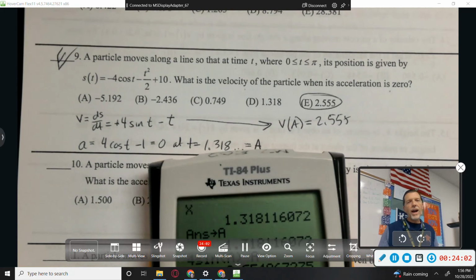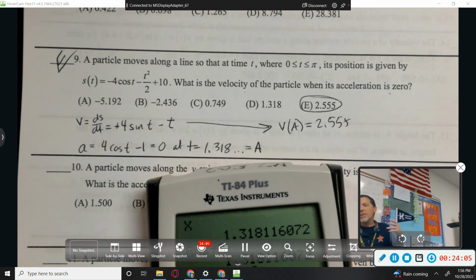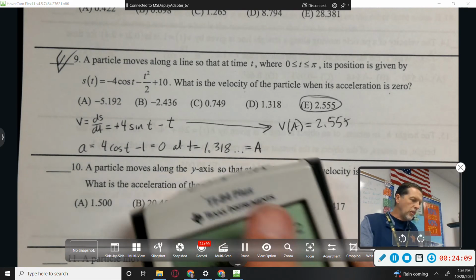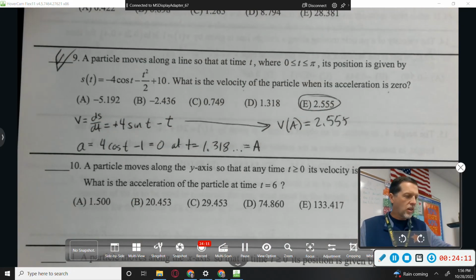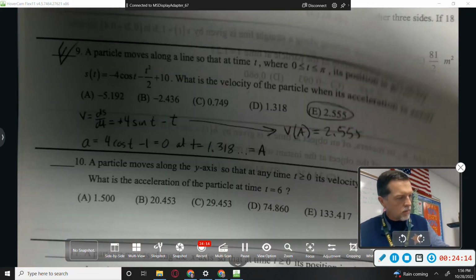So, by hand or with calculator or some combination thereof, your assignment is to finish this worksheet. And then we'll start reviewing next week.